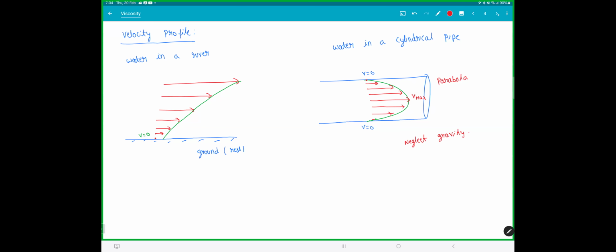So we didn't do this in the Bernoulli equation. There was no viscosity. All the liquid was flowing at the same rate. But if you have viscosity, this is what would happen.